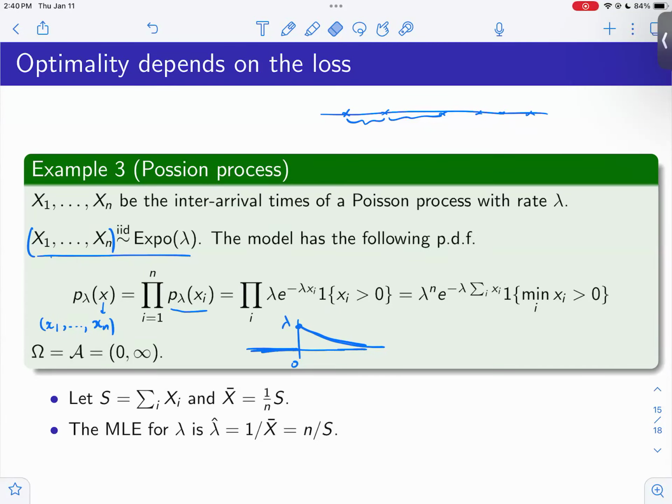So then you multiply out, and it's not hard to see that you get lambda to the n, and this exponential has this property, right? The product of e to the negative lambda xi is e to the negative lambda times the sum of xi's. And then the product of these indicators, I can write it as this. The product of the indicators is the indicator of the intersection, that all of them happen. So all of them happen if the minimal xi is bigger than zero. So that's a compact way of writing the density. Okay. Once we have this density, then we're in business, we can do whatever we want.